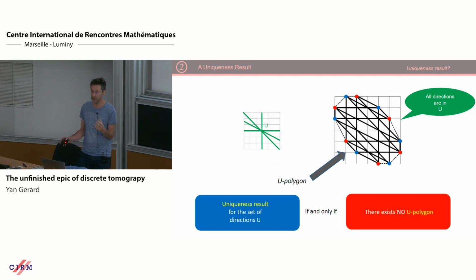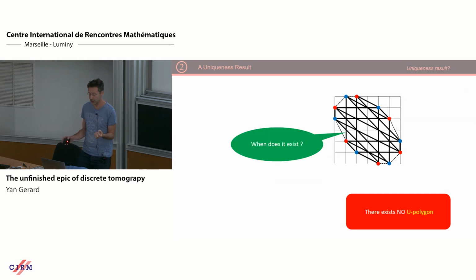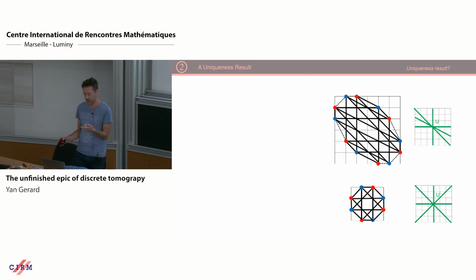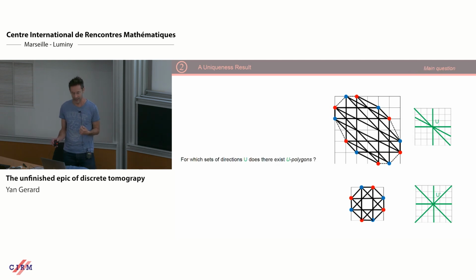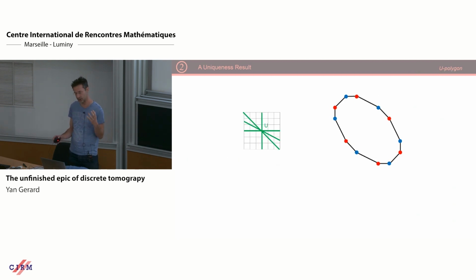If you have a U polygon, then you cannot have the uniqueness property. Then the question is, do U polygons exist? When do they exist? That's the question. And there is another one below. And then there is a very nice trick that I really like.